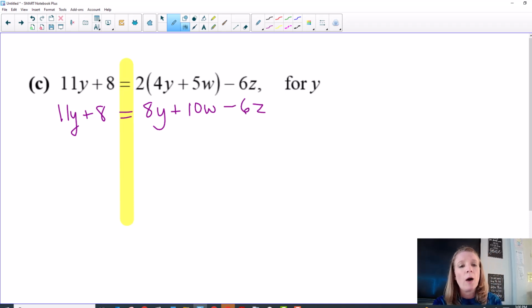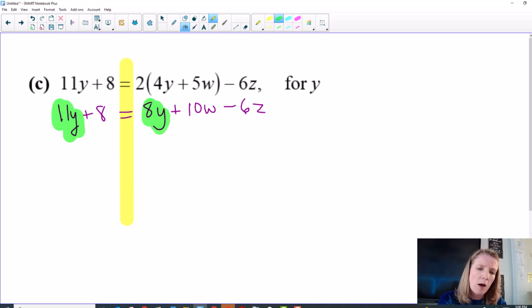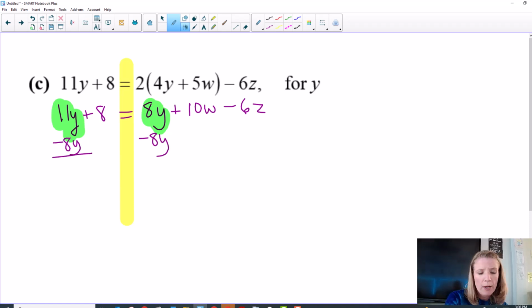So I'm solving for y. So I want to get all my y's on one side. So anything that has a y on it, I'm going to get it on one side. So this y and this y, I'm going to shoot to the left side. So minus 8y, 11y take away 8y is 3y, plus 8 equals whatever's left, 10w minus 6z.